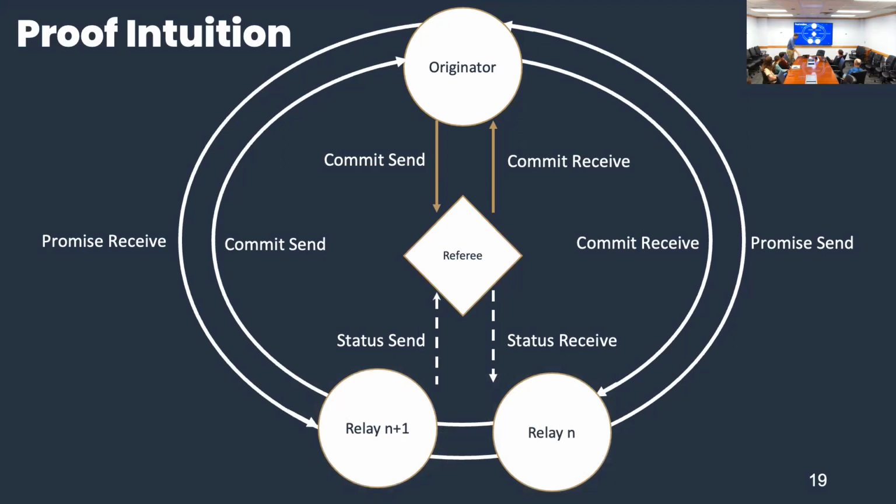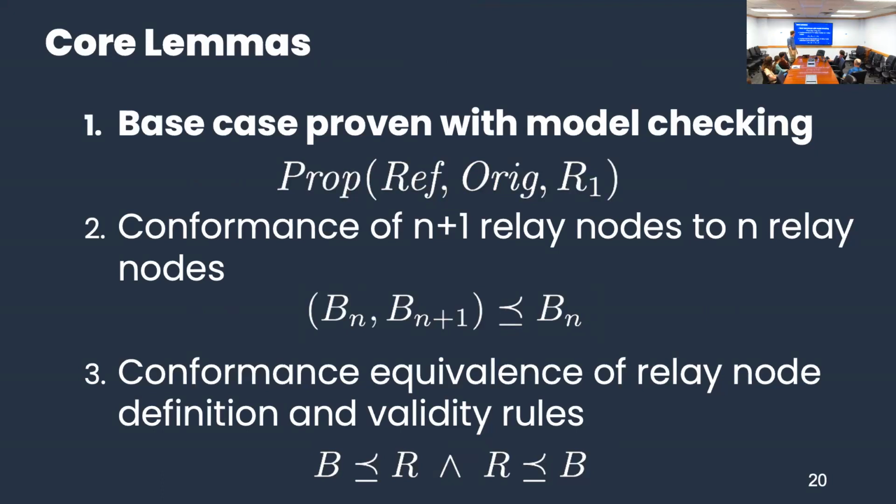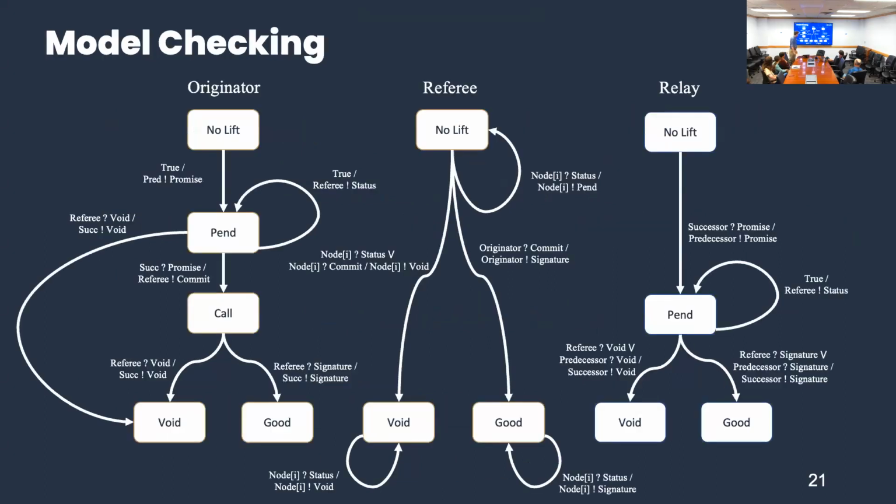So that's the proof, but we have three lemmas we'd like to prove, and I'm going to walk through each of them, starting with the base case. So like I said, the base case we're going to prove using model checking. And model checking is very good at directly implementing distributed protocols. However, we want to make sure that this protocol is as simple as possible. Because of that step 3, the conformance equivalence, we have to write validity rules that exactly match this behavior. So we want to make sure it's as simple as possible to make writing those validity rules as simple as possible.